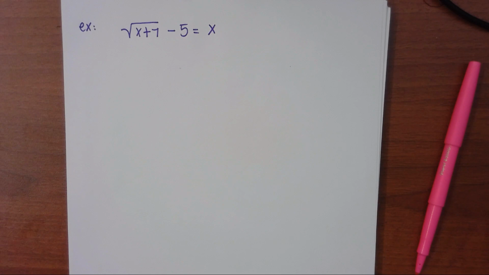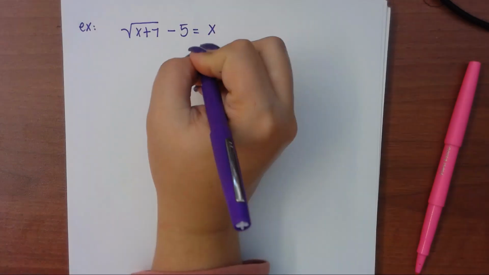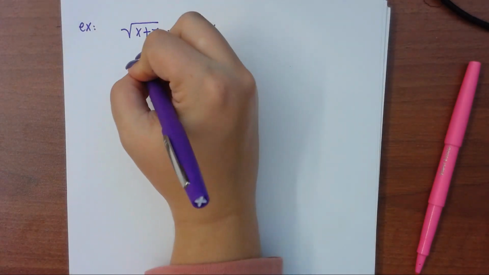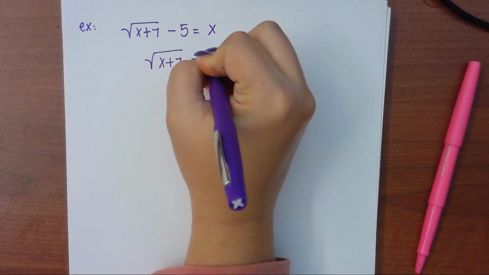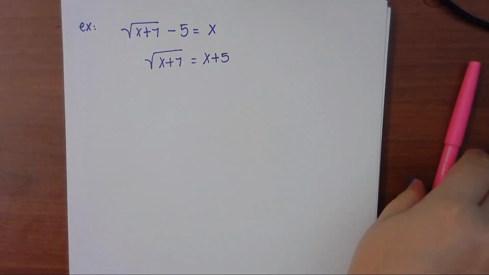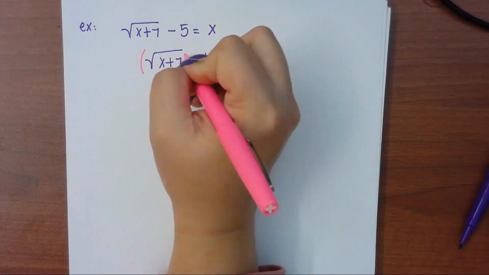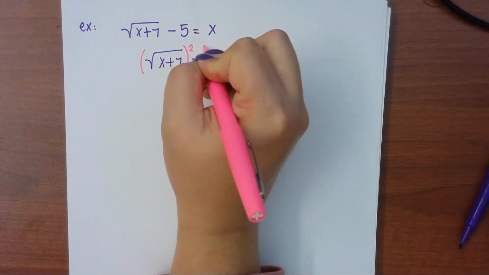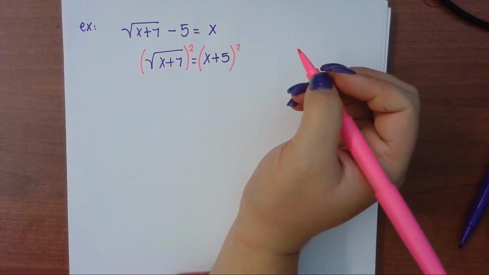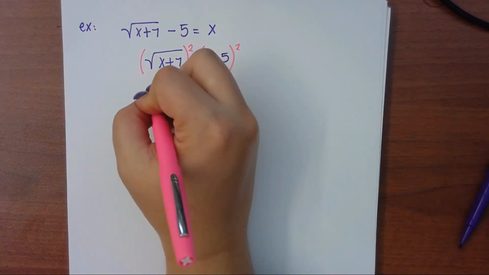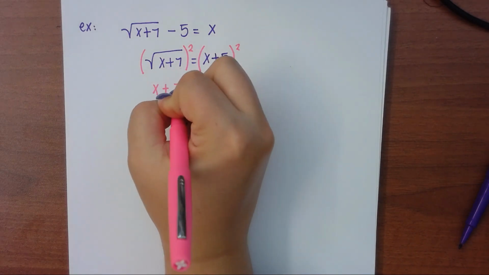So this, I'm going to add 5 to both sides, giving me the square root of x plus 7 is equal to x plus 5. Now I have to square both sides, okay? So to get rid of the radical, I'm going to raise it to that power. If it was a cube root, I would cube it, and so on and so forth. And then I get x plus 7 is equal to (x plus 5) squared.